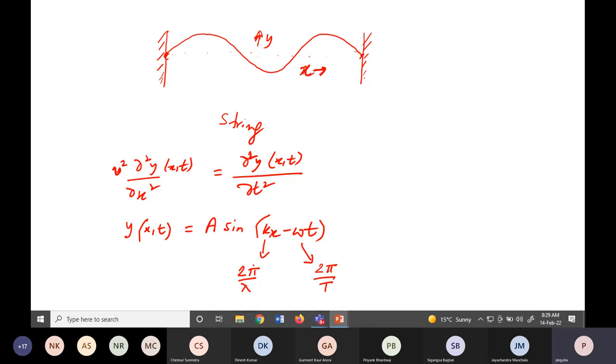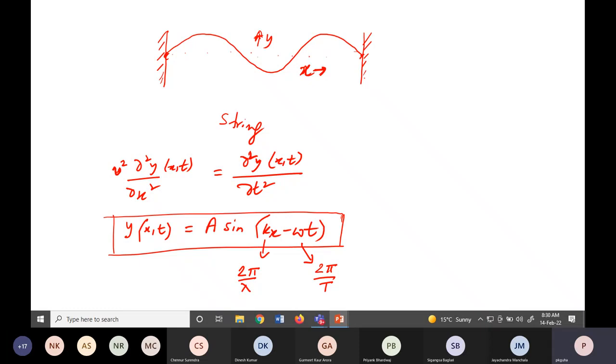So this is like a space domain, this is like a time domain. Okay, so k is the wave number and omega is the frequency. So this is the solution of your wave which is generated in the stream, right? This is very well known.